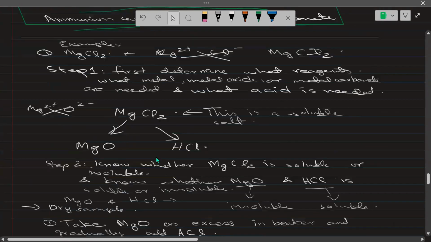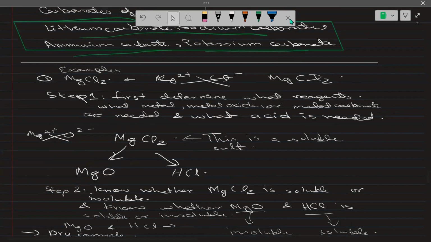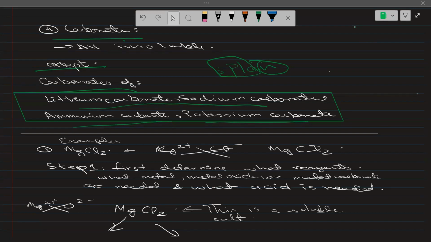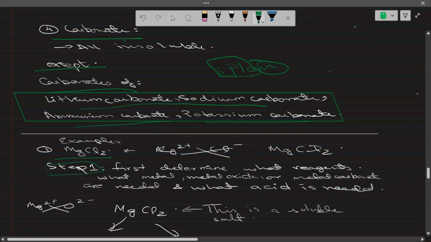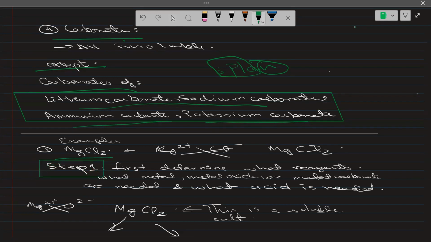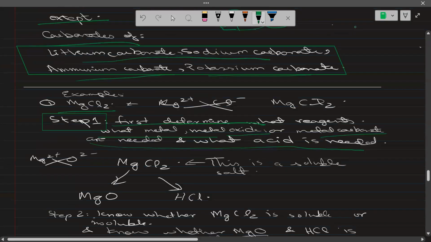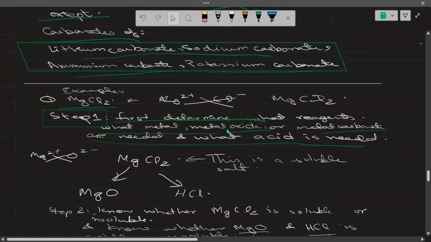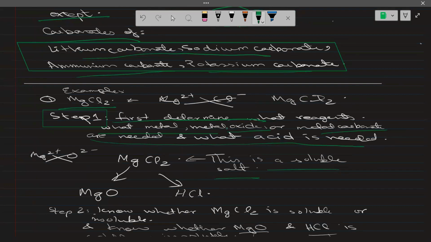Now let's go to an example. How will we make magnesium chloride? For this there are some steps, or some rules. Step one is to first determine which reagents are needed, like which metal oxide or metal carbonate, and which acid is needed. How will we find this? First of all, we see whether the salt, magnesium chloride, is soluble or insoluble. We know that it's a soluble salt.